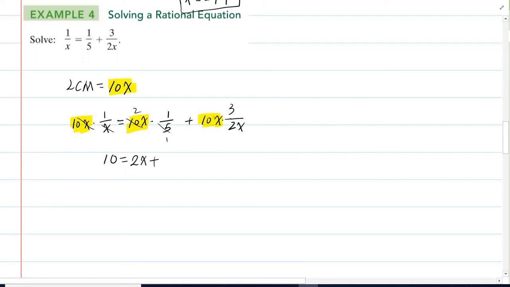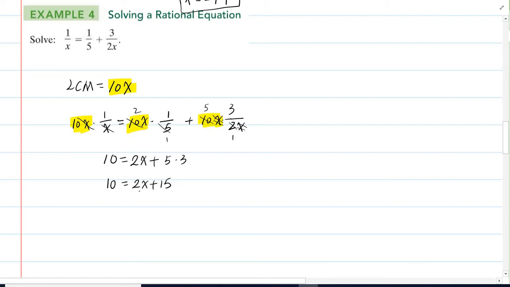Plus this, again, the x is going to be gone, and then we have 10 and 2. It's going to be 1. Here it's going to be 5. Then you have 5 multiplied by 3 gives you 15. If your LCM is right, you should have an equation without any fractions, any x in the denominator, any rational equation should be gone. Now we just have a simple equation with one variable. So we have 10 equal to 2x plus 15.